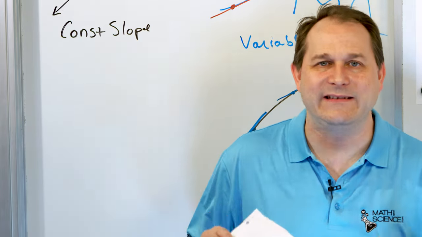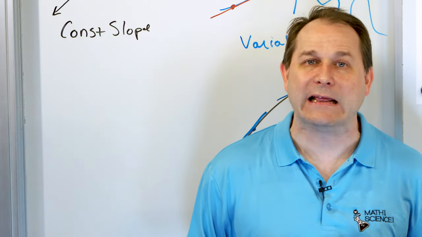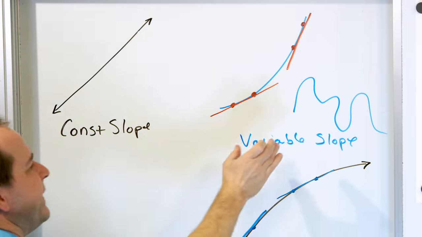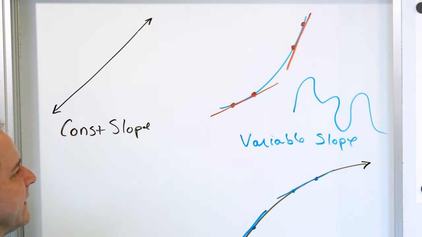That's why it exists, to help us learn how to analyze more complex shapes. So, constant slope, that's what a line is. Variable slope, that's pretty much any other path that's not a line.